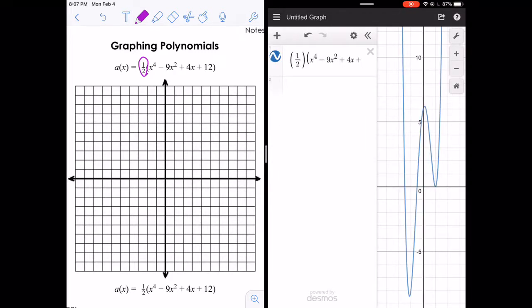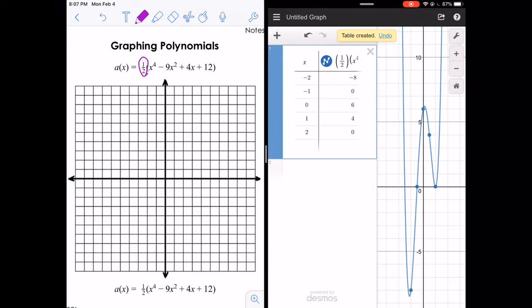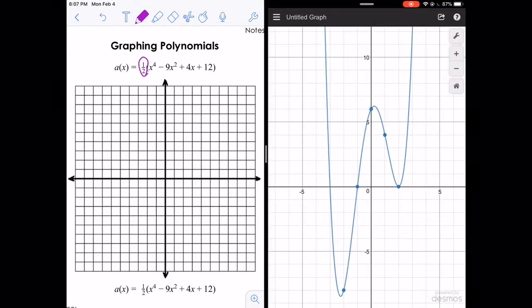And on Desmos, if you want to find the table, you're going to press the little gear button, and then press the table button. It's going to show a table just like this. You can also just click on the points, and they will show up for you.